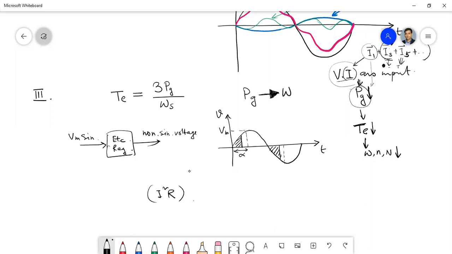Would you think that this I-squared R loss will vary for this non-sinusoidal current? Any chance that this current, this loss will vary? You just think.